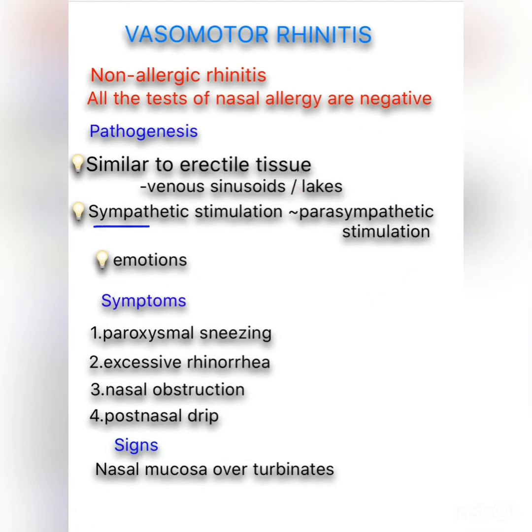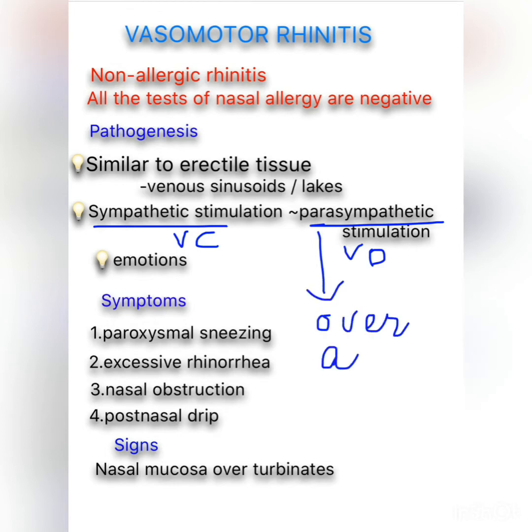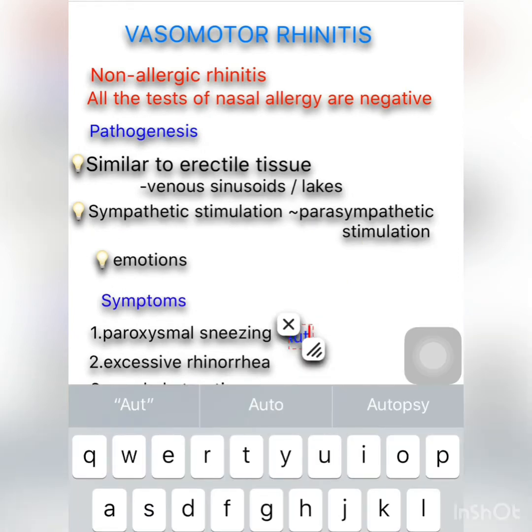The next point I have written here is sympathetic stimulation and parasympathetic stimulation. There must be a balance between these two. Sympathetic stimulation will induce vasoconstriction and parasympathetic stimulation will induce vasodilation. Vasoconstriction means there will be shrinkage of mucosa, and vasodilation means there will be engorgement of the mucosa. Overactivity of the parasympathetic system also causes excessive secretion from the nasal glands, here I mentioned as NG. And also we can say the autonomic system is unstable in case of vasomotor rhinitis.